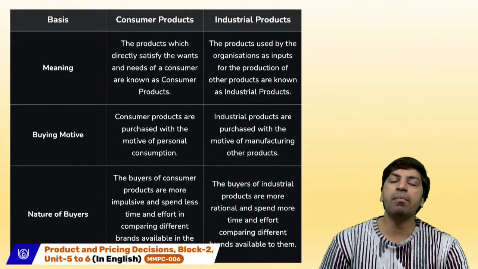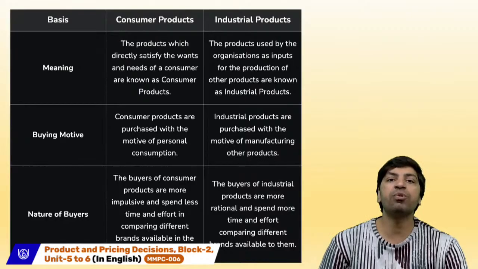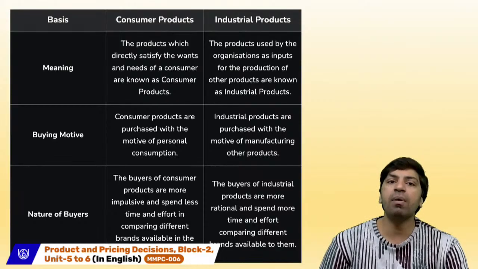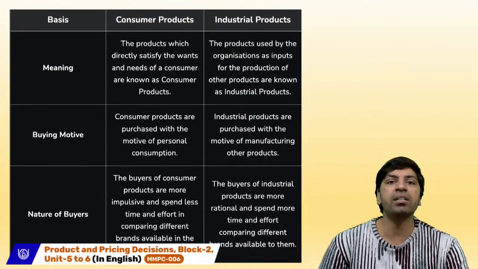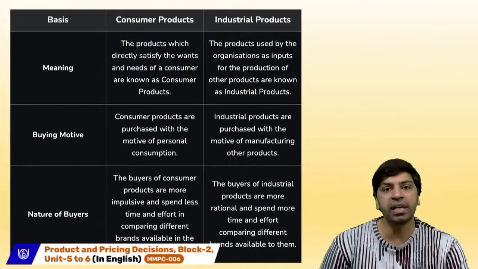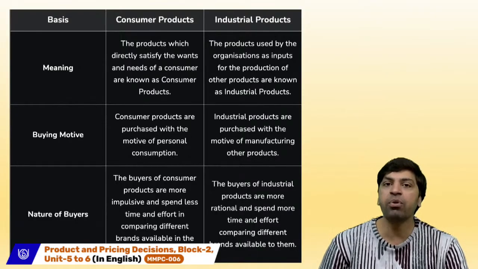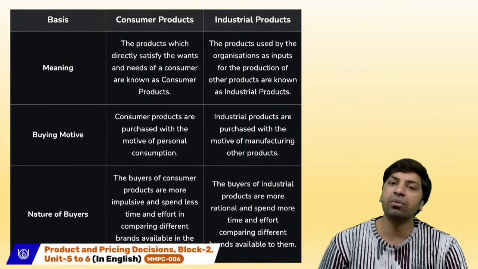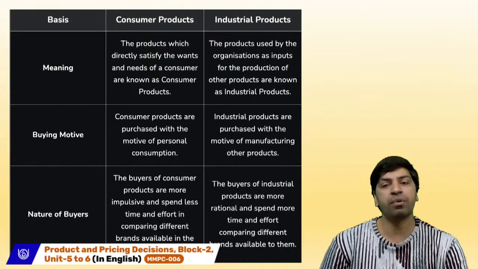Now we can come up to the next section, the difference between consumer products and industrial products. Consumer products are the products which directly satisfy the wants and needs of customers; that is ultimately what we call consumer products. Industrial products are those used by organizations as inputs for the production of other products.